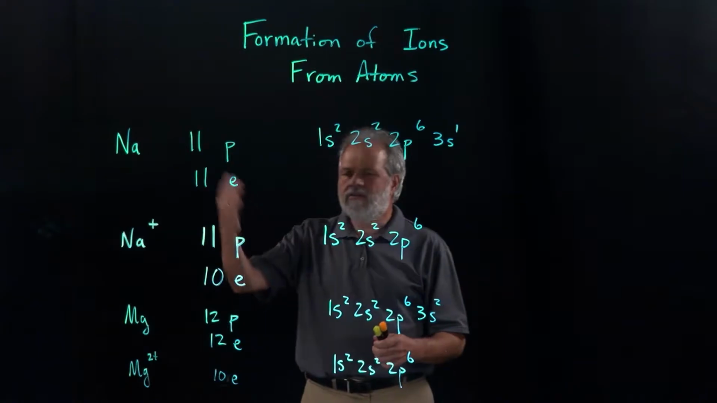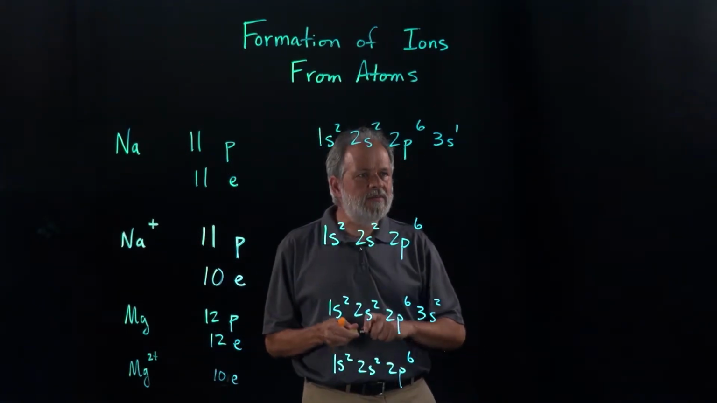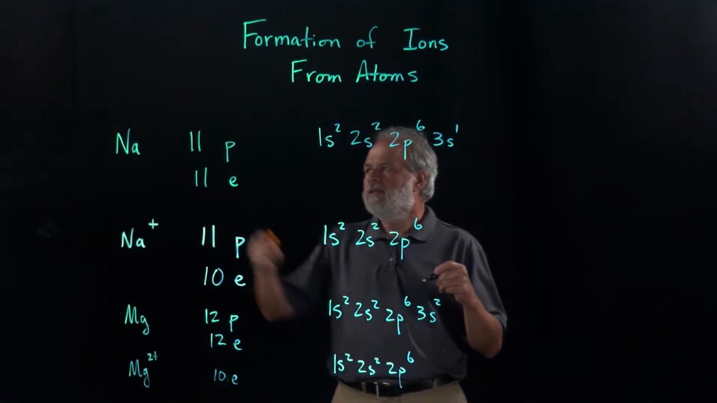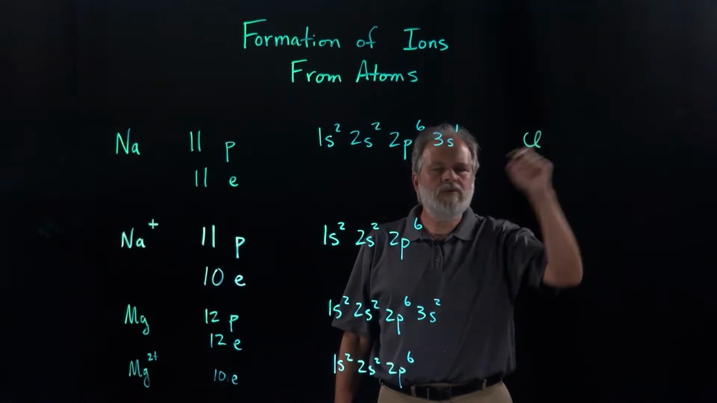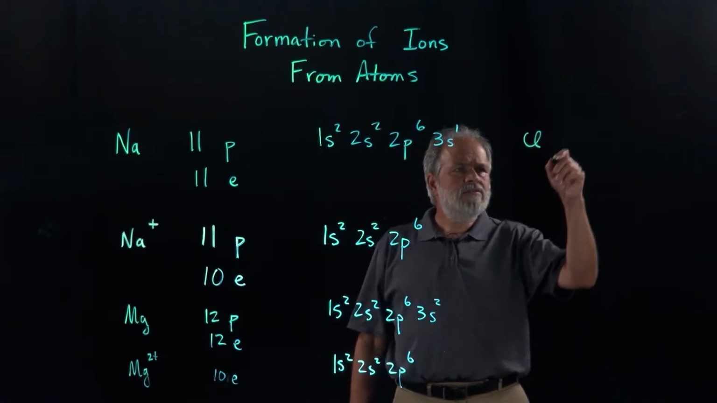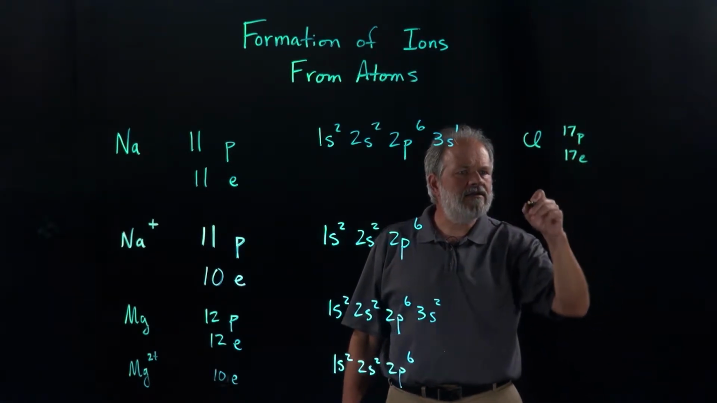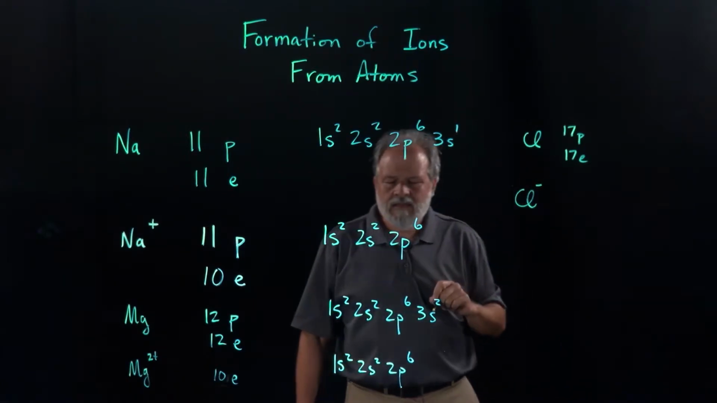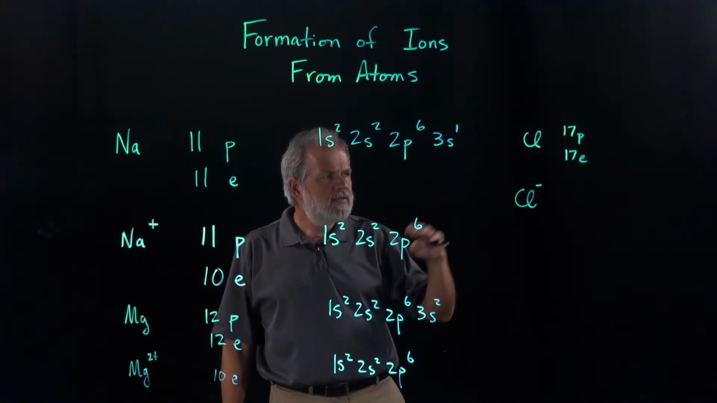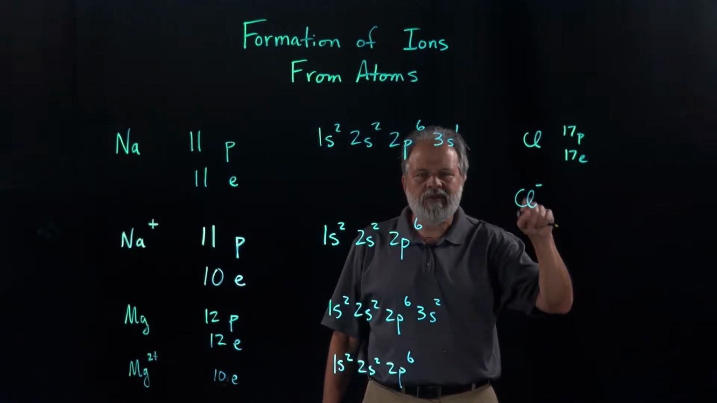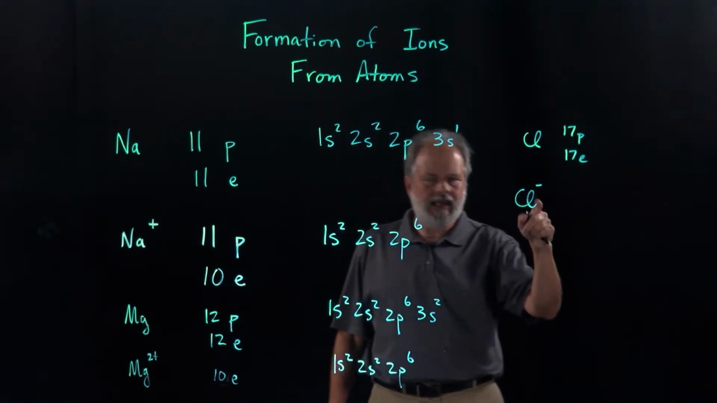Electrons can't just leave and be by themselves. They have to go somewhere. So we have to talk about the other elements, the nonmetals. Metals lose electrons, nonmetals gain electrons. For example, chlorine is going to have 17 protons and 17 electrons. The chlorine atom gains 1 electron and becomes the chloride ion. These are called cations. These are called anions.